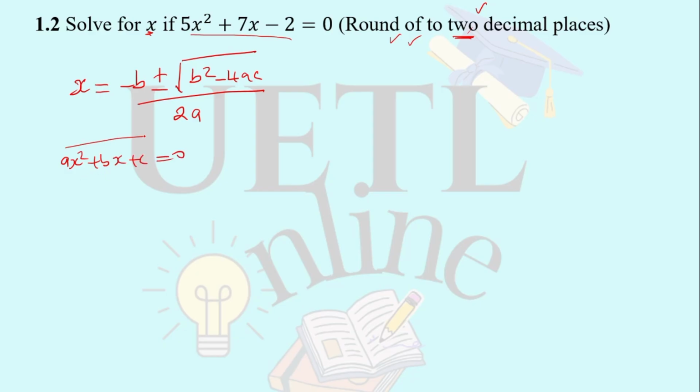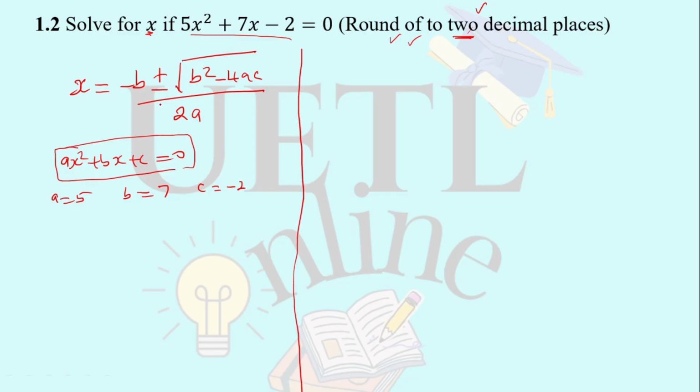So you're going to take each term and compare it. If you compare this equation to this one, you can see that our a is equal to 5, our b is equal to 7, and our c is equal to minus 2. We're just going to substitute these into the formula. So x is going to be minus 7 plus or minus root 7 squared minus 4 times a, which is 5, times c, which is minus 2, then over 2a, which is 5. As easy as that.